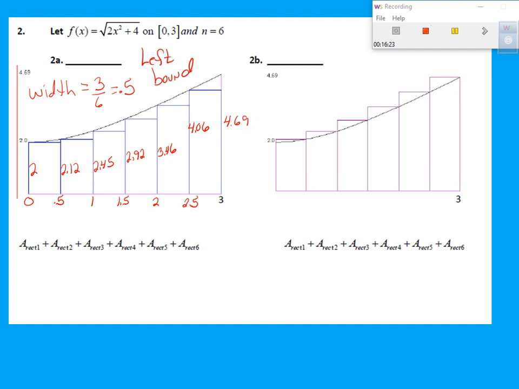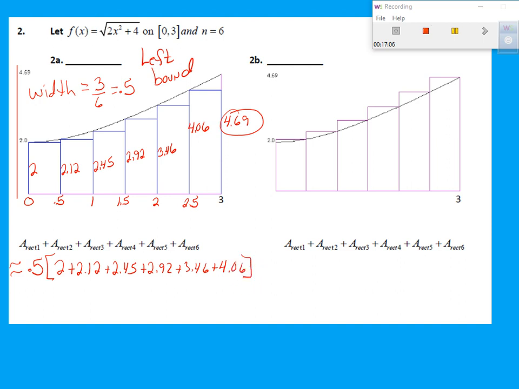Now, think about this. I would need to add up these 6 rectangles. Well, each width is 0.5. Now, since it's left bounded, I need all the numbers starting with the far left. So I need the 2, the 2.12, the 2.45. I will not use this number. Notice I'll use 1, 2, 3, 4, 5, 6 numbers. So I need a 2 plus 2.12 plus 2.45 plus 2.92 plus 3.46 plus 4.06.